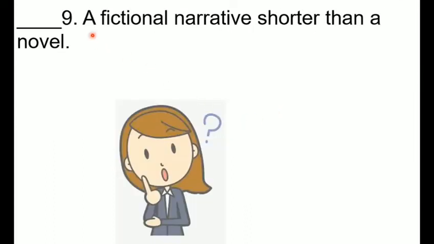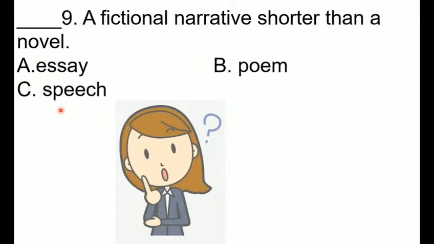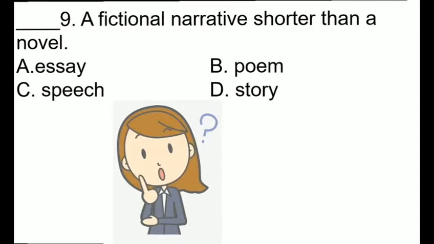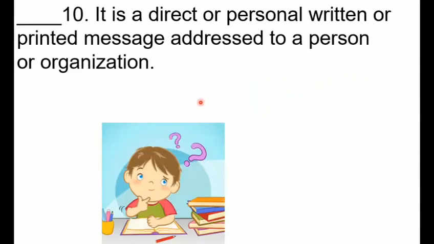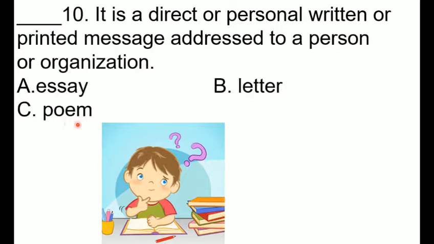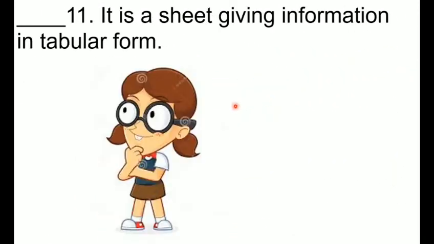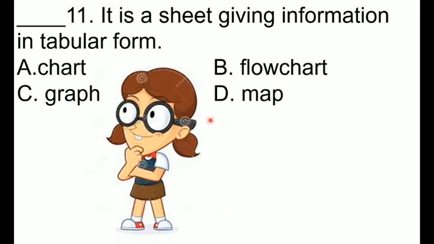Novel. Number 9. A fiction narrative shorter than a novel. A. Essay. B. Poem. C. Speech. D. Story. The correct answer is option D. Story. Number 10. It is a direct or personal written or printed message addressed to a person or organization. A. Essay. B. Letter. C. Poem. D. Story. The correct answer is option B. Letter. Number 11. It is a sheet giving information in tabular form. A. Chart. B. Flowchart. C. Graph. D. Map. Correct answer is option A.